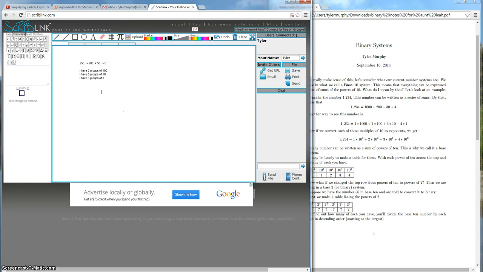And I have 5 groups of 10 items, and I have 6 groups of 1 item. So I have 6 individuals, and 50 items in blocks of 10, and then I have 200 in blocks of 100. So all told, I have 256 items. So that's kind of where this comes from.